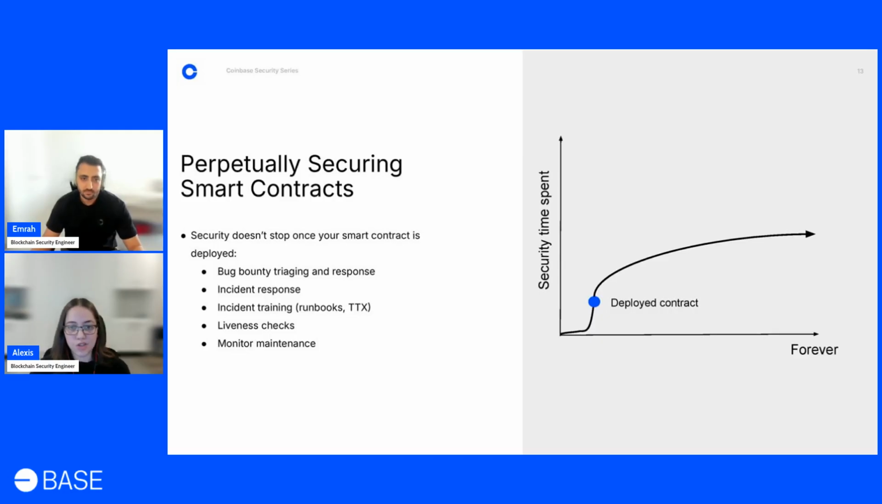Finally, there's monitor maintenance. Maybe your monitors don't work as expected, or they're too noisy and you want to update the heuristics, but whatever the case is, you will be spending time tuning your monitors. So amongst all these different areas that you can be spending time on, just know that this aligns with your smart contract being perpetual. So long as there is a blockchain, your smart contract will exist forever. So it's your responsibility to make sure that your users are continuously safe using your smart contracts.